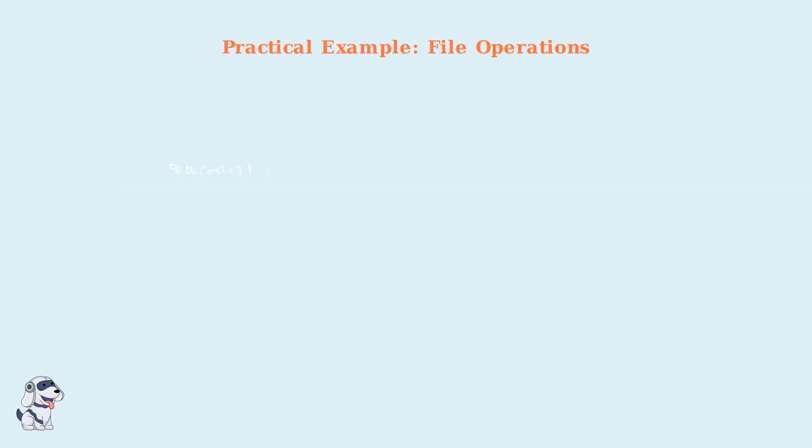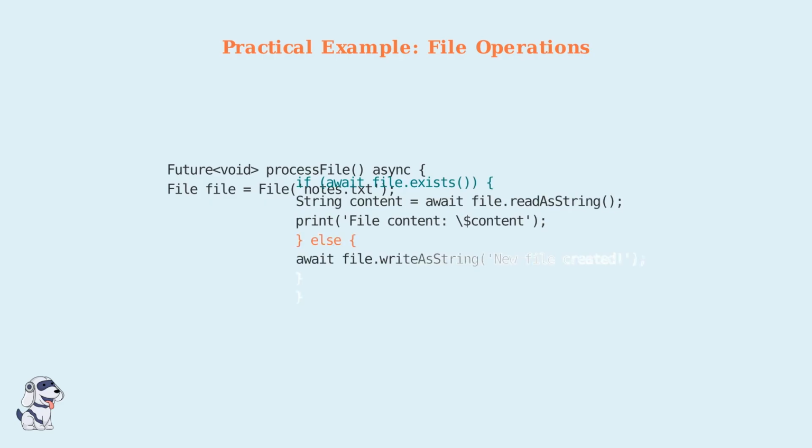Here's a practical example that demonstrates common file operations. This function checks if a file exists, reads its content if it does, or creates a new file with default content if it doesn't. This pattern is very common in real-world applications.